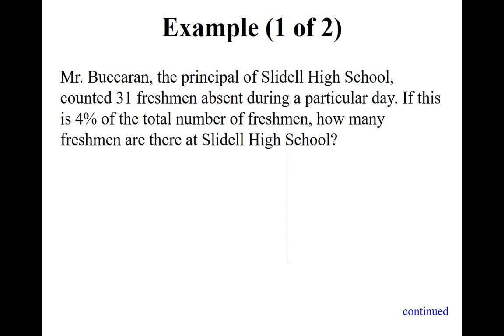Mr. Buchanan, the principal of Slidell High School, counted 31 freshmen absent during a particular day. If this is 4% of the total number of freshmen, how many freshmen are there at Slidell High School? If this is 4%, what is 4%? The 31 absent freshmen was 4%. So 31 is 4% of some number.